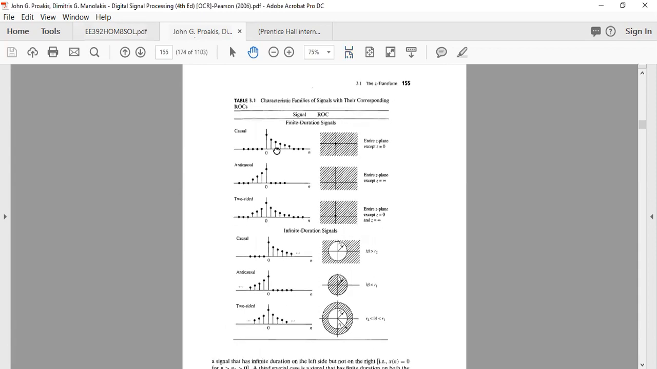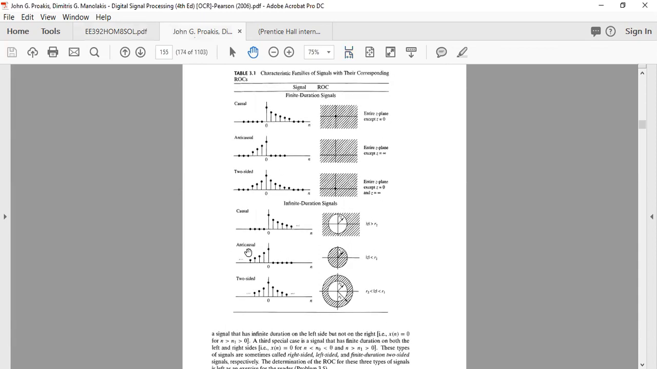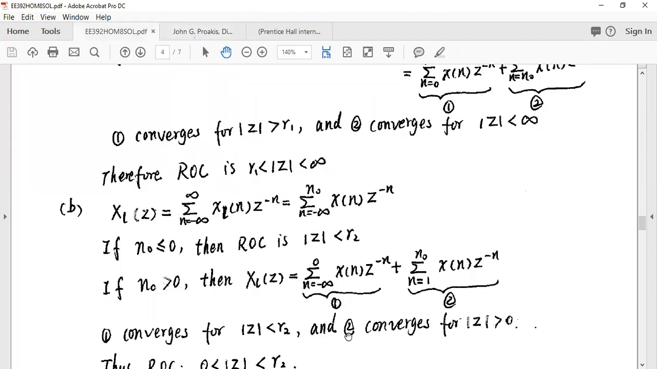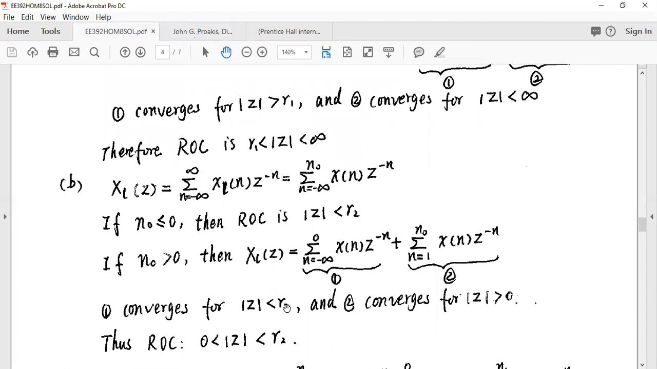in this particular case, it's an infinite series and it is falling on the negative side. So my region of convergence is the modulus of z is less than some radius r1. We have already defined r1; we used it for the right-hand side sequence. So we'll use r2 to define the radius of this sequence. The region of convergence for this term is that the modulus of z is less than some radius r2.